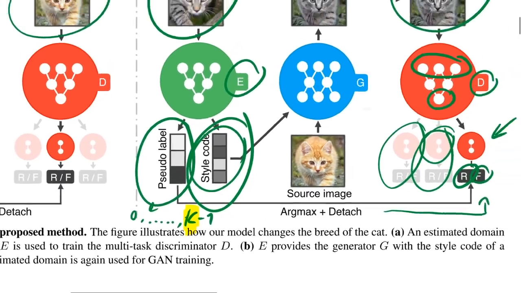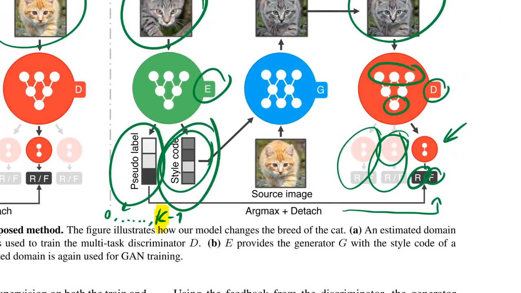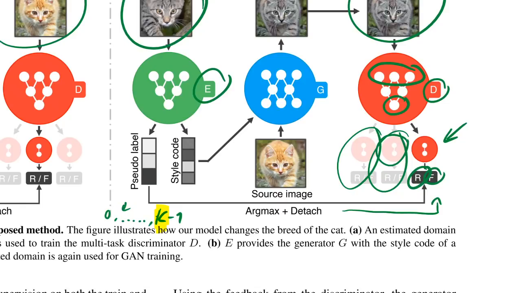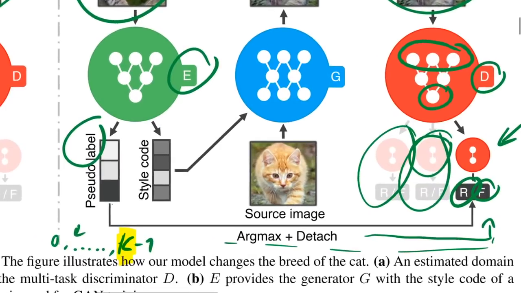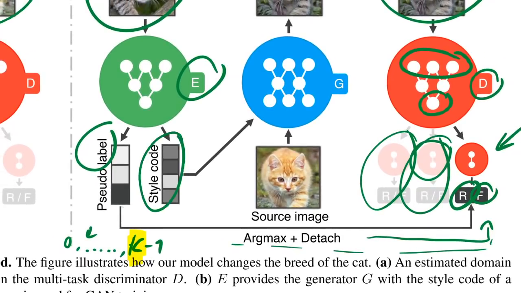Now, these two things are going to go then different pathways in this network. The label is directly going to the discriminator, right? The generator does not see the label. Okay. The style code does not go to the discriminator, but goes to the generator. All right, so the two inputs from the encoder, one goes to the discriminator, which is the label, and one goes to the generator, which is the style.